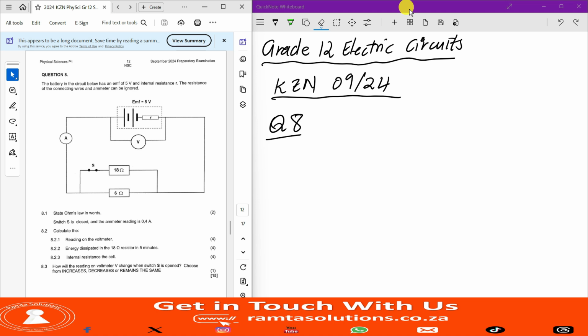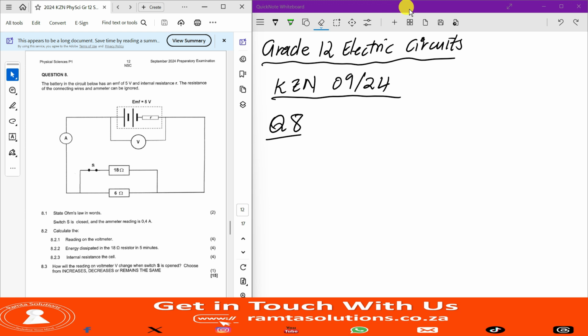Today's question paper is the KwaZulu-Natal province's Physical Sciences of September 2024. So, without any waste of time, by now I know you have done so many exam papers, you know the instructions. Let's get into it.